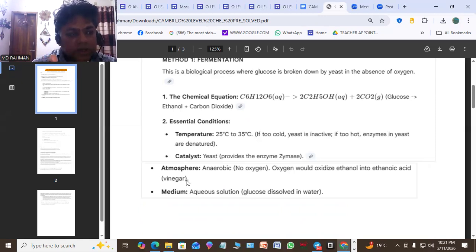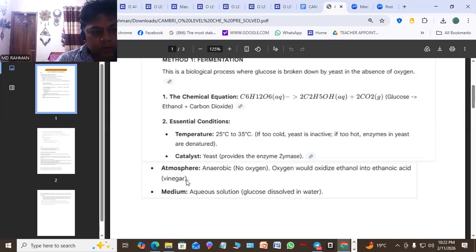So these are the reactions. What will we learn here? You will learn that glucose is breaking down into two molecules. Number one is ethanol, another one is carbon dioxide. So glucose is breaking down into these two different molecules.